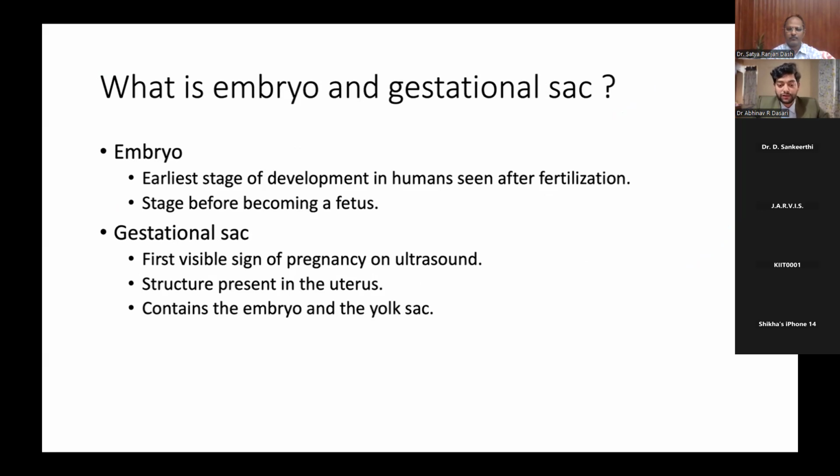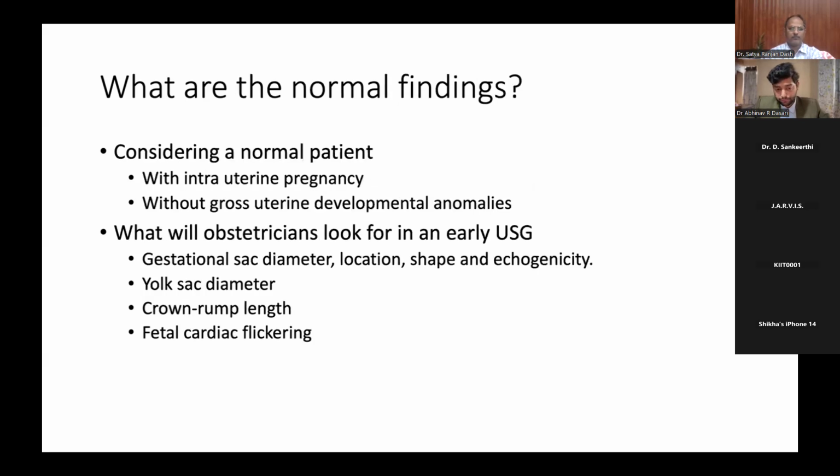The embryo is the earliest stage of development in humans seen after fertilization. It is the stage before becoming a fetus. The gestational sac is the first visible sign of pregnancy on ultrasound. It is the structure present in the uterus. It contains the embryo and the yolk sac. So, what are the normal findings?